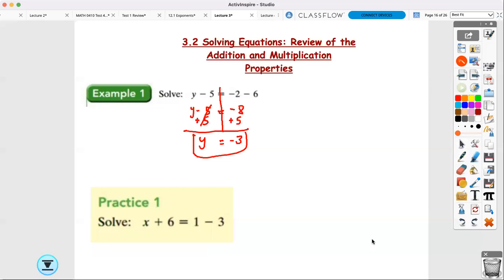I'm going to give you guys 2 minutes to work out the practice 1. Make sure your final answer is in the shape of an equation, x equals something, okay? Good luck.